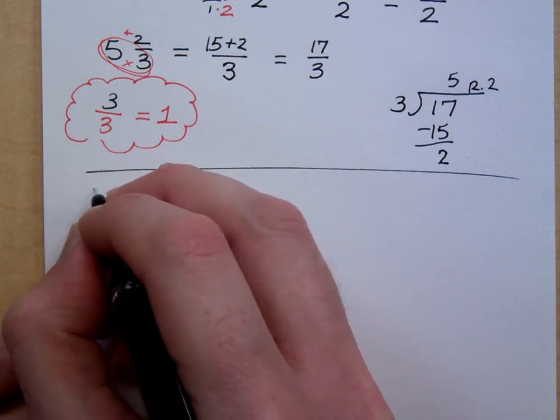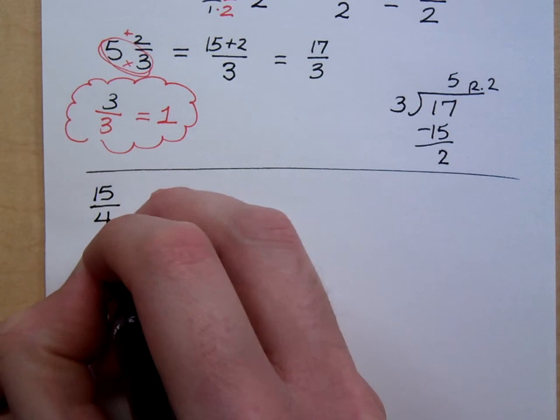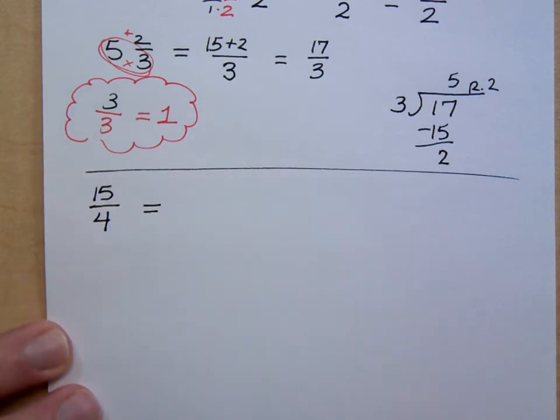So what if I have this? I have 15 fourths. What is that as a mixed number? If I ask you to plot this guy, if I ask you to graph this on a number line, where does it go? How would you figure it out?